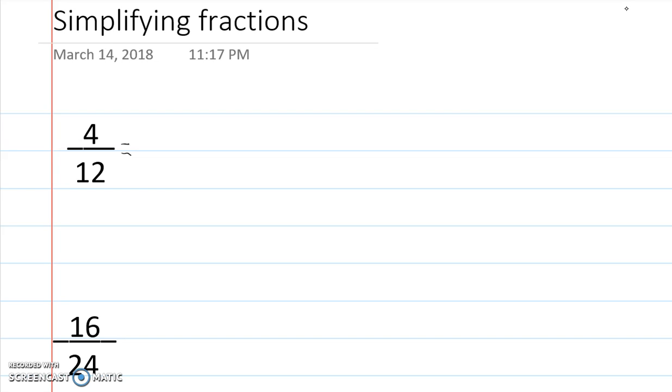So the way I like to think about it is I take the top number, 4, and the bottom number, 12. I draw a little squiggly line just to make sure that I don't forget that this isn't another new fraction. This is just a way to remember what we're doing.